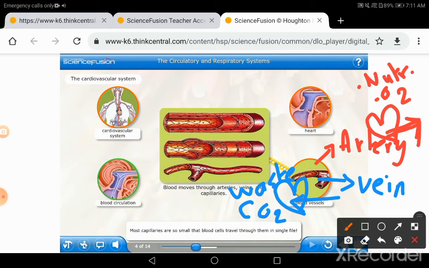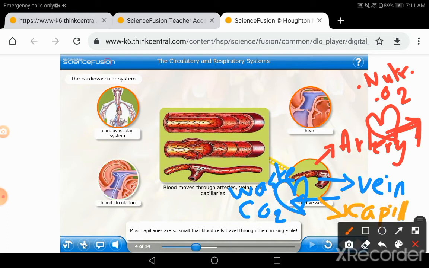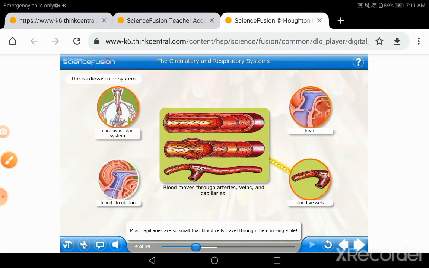Okay, the third part of the blood vessels are capillaries. And what do they do? They are thin tubes to help exchange between the blood and the cell bodies. Okay, to exchange nutrients and waste, to exchange oxygen and CO2. So most capillaries are so small that blood cells travel through them in a single file.